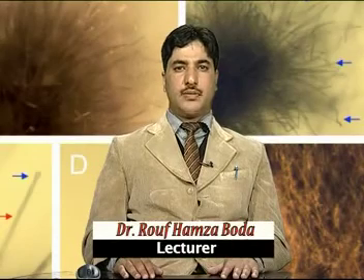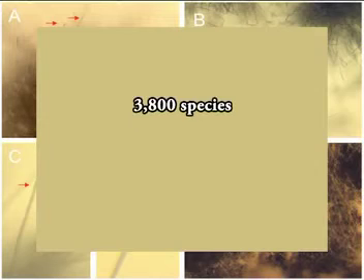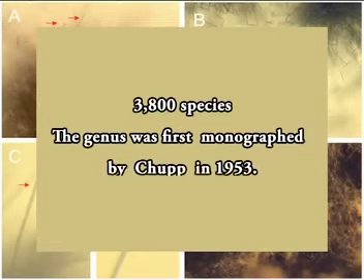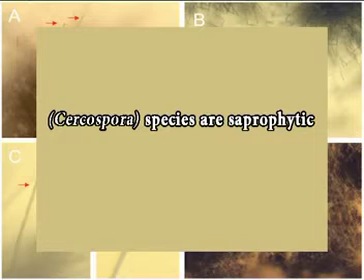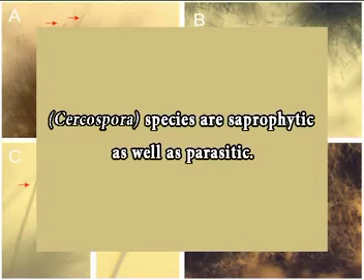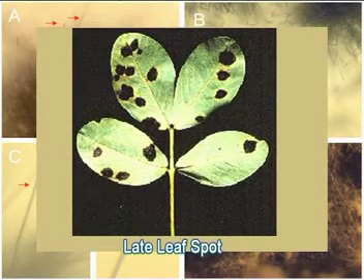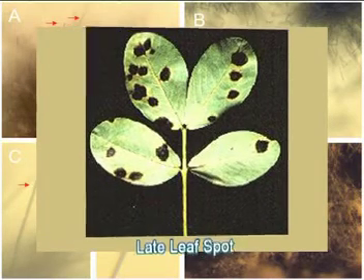Cercospora was established by Fresenius in 1863. It is a large genus of more than 3,800 species. The genus was first monographed by Chupp in 1953. Cercospora species are saprophytic as well as parasitic. Most of the species are plant parasites causing leaf spot diseases.